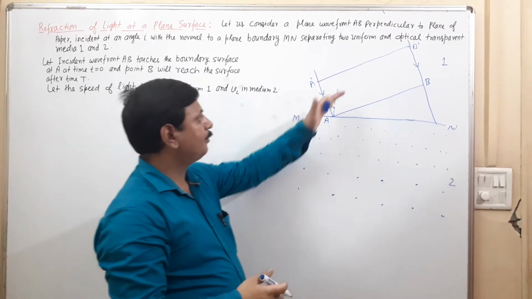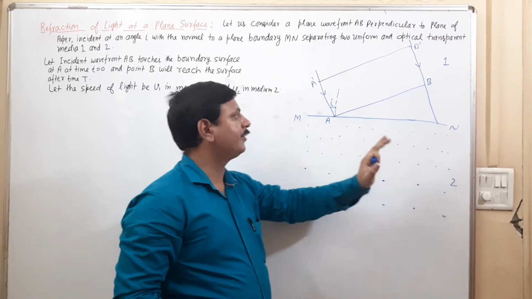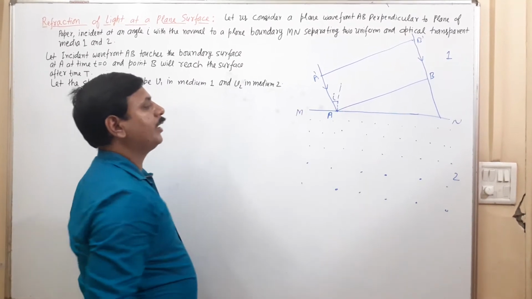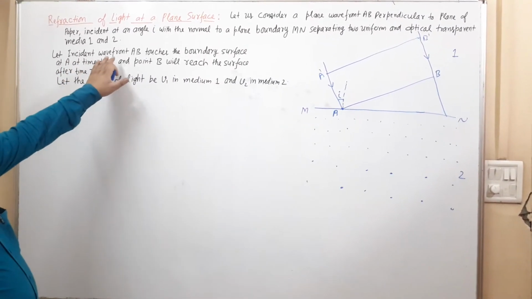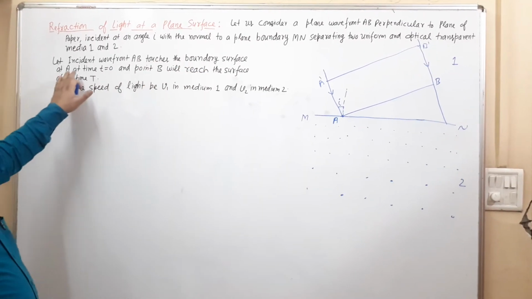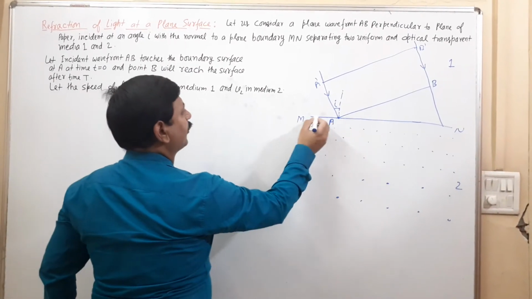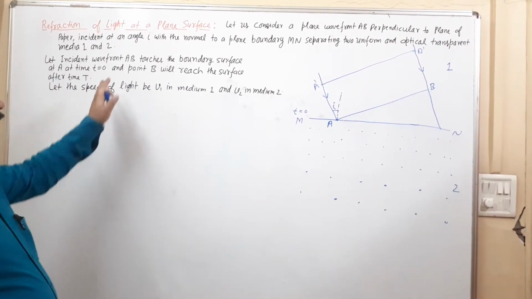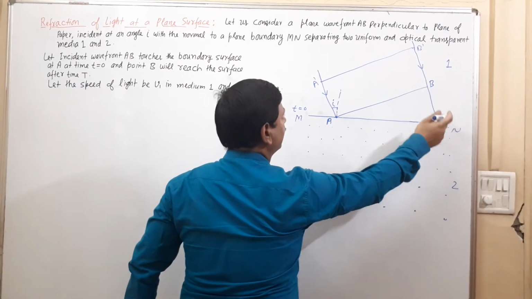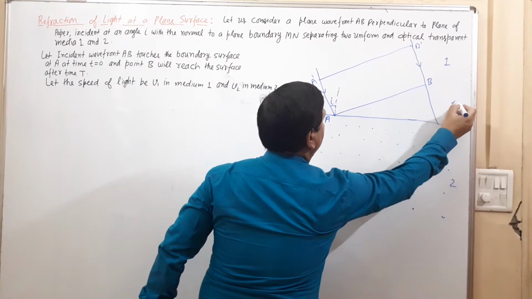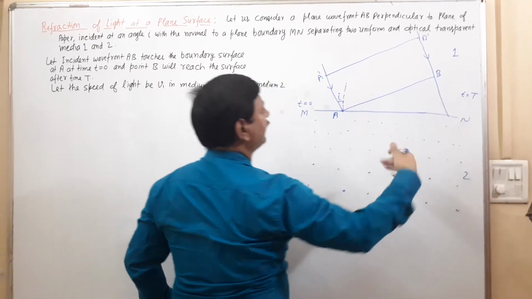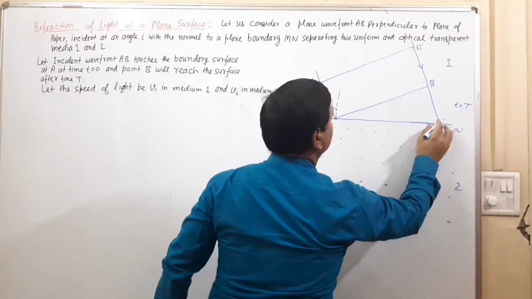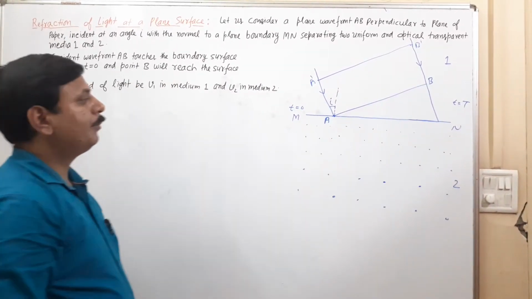When this plane wavefront touches the boundary surface, the first touching point is point A. The incident wavefront AB touches the boundary surface at A at t equal to 0. And point B will touch the boundary at t equal to T, that is, after time capital T, point B will touch the boundary surface.